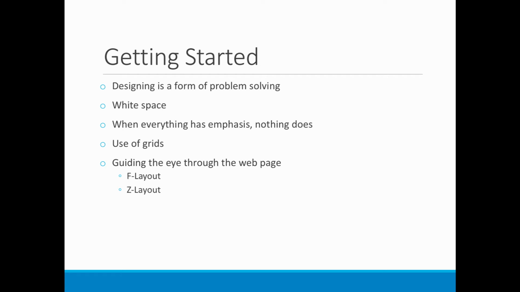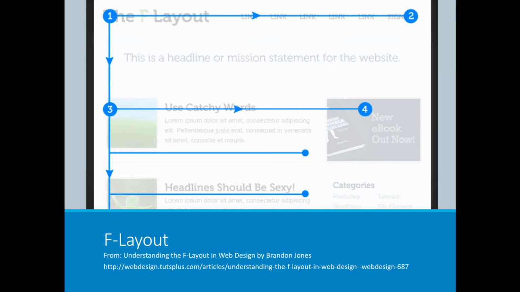Thinking about most of the Western languages where we do go left to right, we have what's called an F layout and a Z layout. The F layout is named because of the shape that it forms. And basically what happens is people move... They always are going to start in this upper left. So this is a very good place to put things like your logo or a word mark so that people know which site they are on.